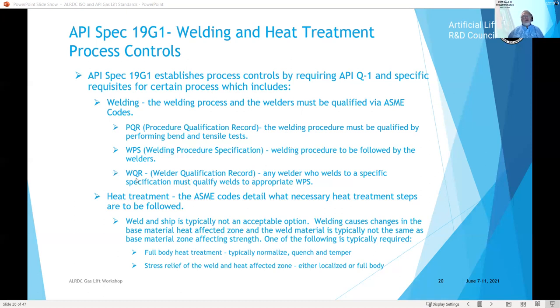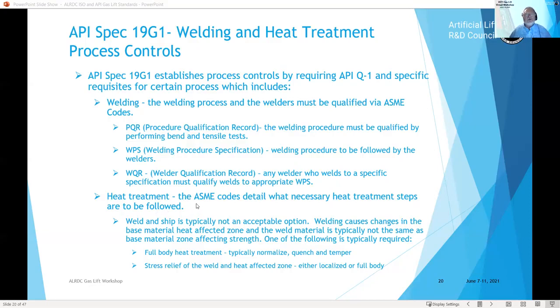The other factor here is the WQR, the welder qualification record. So any welder who welds to a specific specification must qualify the welds to the appropriate WPS. And what this means is that the welder has verified that he is capable of laying weld that meets requirements.